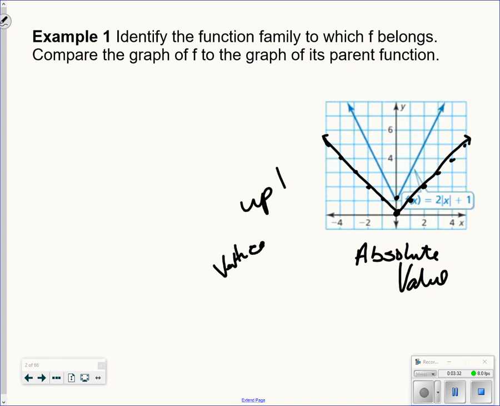And again, what caused that vertical stretch, or what caused it to go narrower as the graph went, is the 2 there. Because you multiplied by 2, that caused a vertical stretch. And because you added 1 at the end, that caused a translation up 1. And we're going to get more specific into that here in just a second.